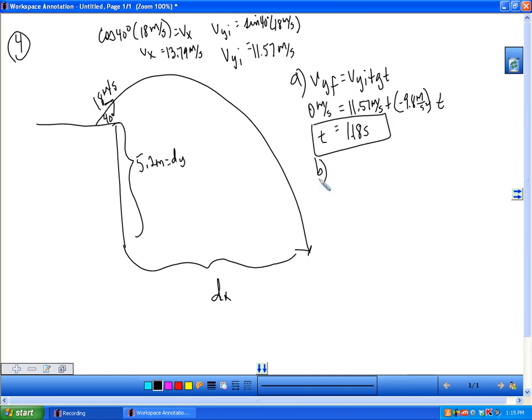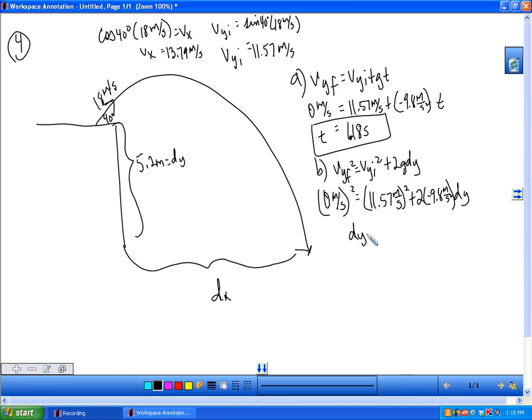Okay, B said, how high does the burrito rise above? So now I want to find that distance that it traveled during that 1.18 seconds. So I'm going to do Vyf squared equals Vyi squared plus 2g dy. Vyf at the highest is 0. Vyi is 11.57. Gravity is a negative 9.8. dy is what I'm trying to find, and when I did that, I got dy to be equal to 6.83 meters.